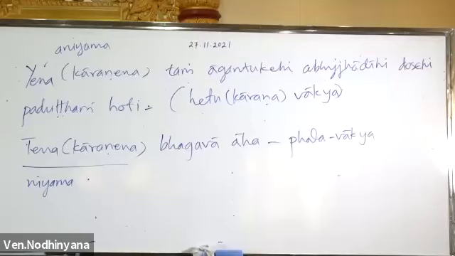Sally Pinyaloga, I wanted you to read the sentence again. Yes, sir. Aniyama vakya, we can understand the sentence: yena karanena tam agantukehi abhijatihi dosehi padutthan hoti. And the niyama sentence, we can understand the sentence: tena karanena bhagava aha, pabhassaram idam bhikkhave cittam, tan ca kho agantukehi upakkilesehi upakkilitthan ti.